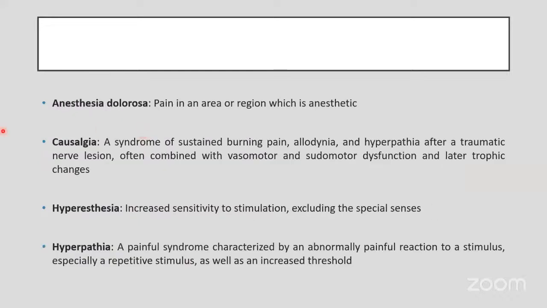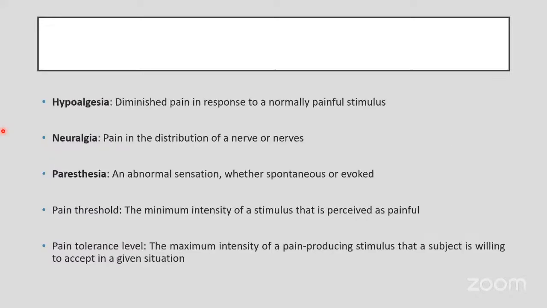Anesthesia dolorosa is pain in an area or region which is anesthetic. Causalgia is the syndrome of burning, sustained burning pain, allodynia, and hyperpathia after traumatic nerve lesion, often combined with vasomotor and pseudomotor dysfunction and later trophic changes. Hyperesthesia is increased sensitivity to stimulation, excluding the special senses. Hyperpathia is an abnormally painful reaction to a stimulus, especially a repetitive stimulus, as well as with increased threshold to pain. Hypoalgesia is decreased pain. Neuralgia is pain in the distribution of a nerve or nerves. Paresthesia is abnormal sensation, and other terms are pain threshold and pain tolerance level.